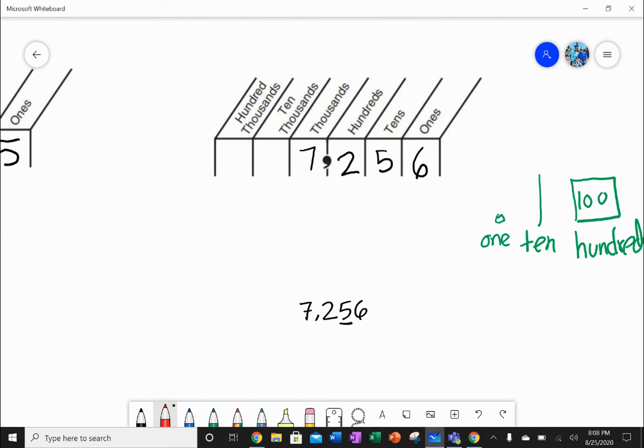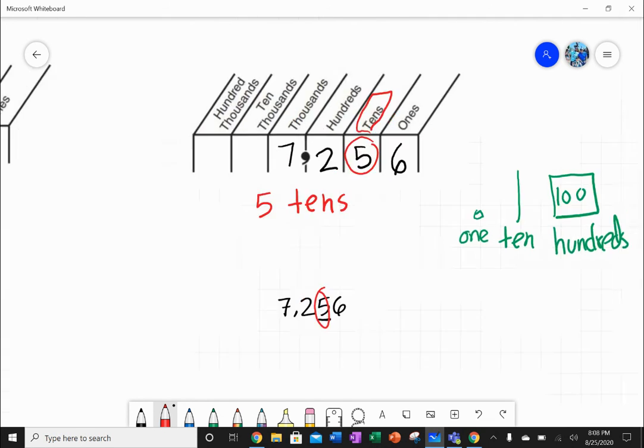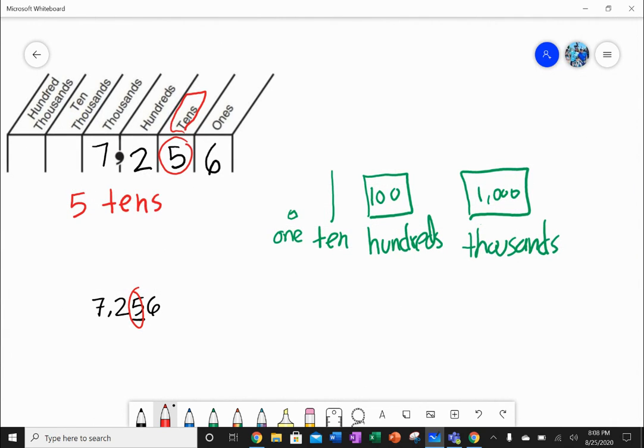The underlined number here is the 5. So I need to look at the 5 here. Now the 5 is in the tens place. So that means I have 5 tens. What do we know about tens? To show that, let's use our tools. Remember the tools we learned that are in our Cornell notes?